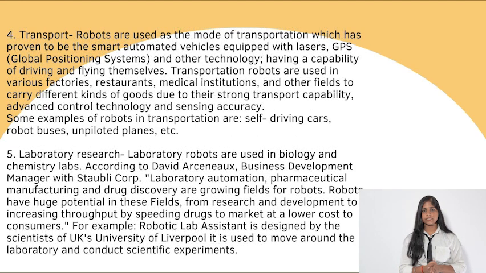Coming to the transport sector, robots are used as a mode of transportation, which has proven to be smart automated vehicles equipped with lasers, GPS, that is global positioning systems, and other technology, having the capability of driving and flying themselves. Transportation robots are used in various factories, restaurants, medical institutions and other fields to carry different kinds of goods due to their strong transport capability, advanced control technology and sensing accuracy. Some examples of robots in transportation are self-driving cars, robot buses, unpiloted planes, etc.